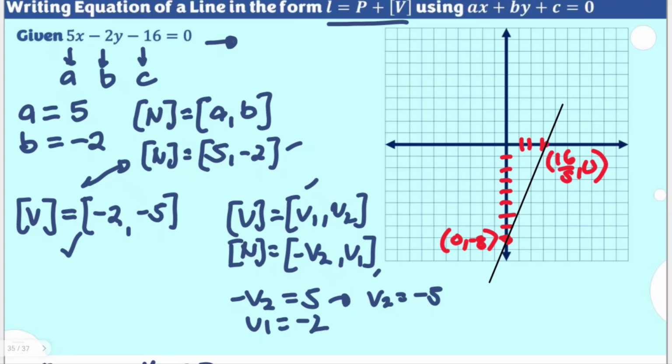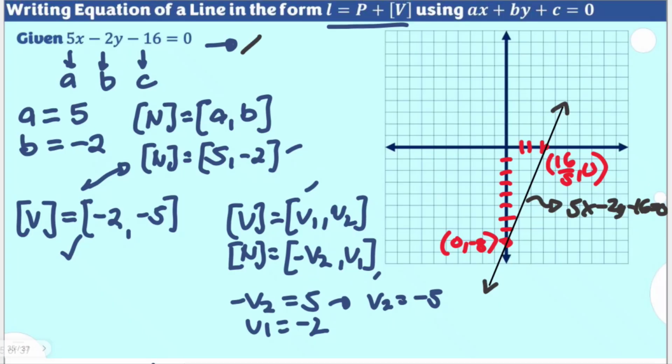Of course, by drawing an arrowhead, this is again 5x minus 2y minus 16 is equal to 0. That is our given, and we can see that it's correct, because if we take the slope of this, it's positive, so it increases, or the direction is going up and to the right.